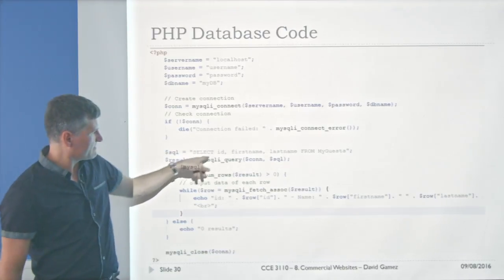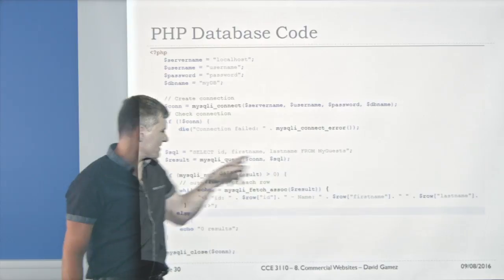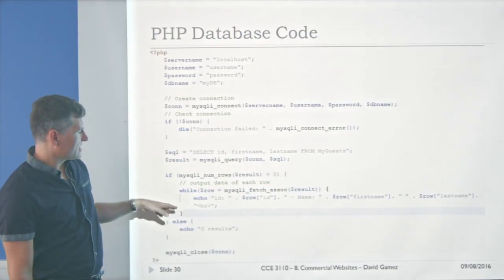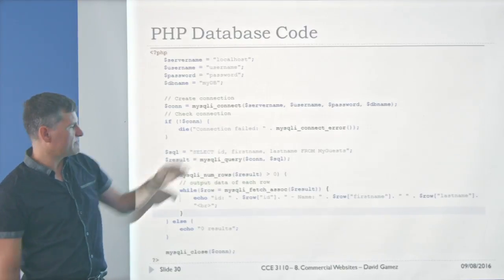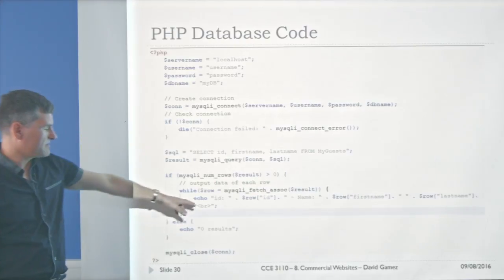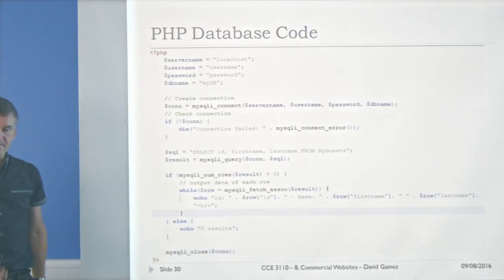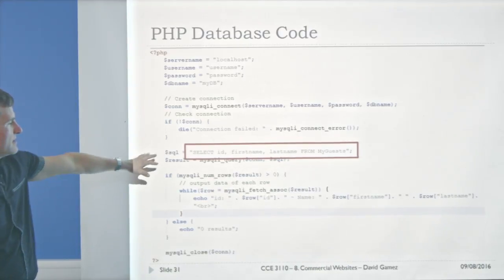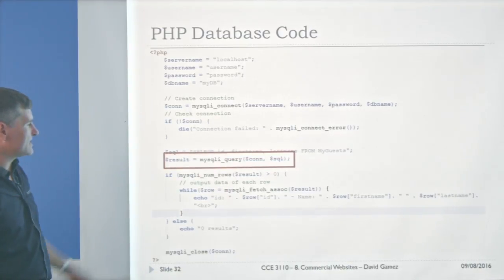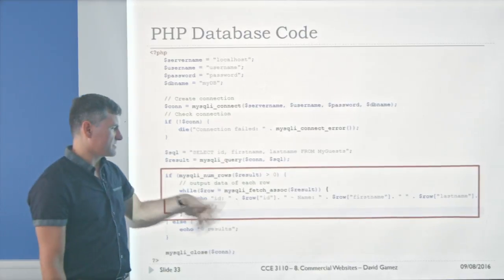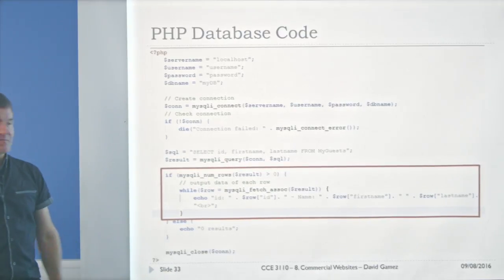This is a PHP variable, like select ID, first name, last name from my guests or whatever. And then we execute that on the database and get back a result. We work through the results and convert that into HTML and echo that back to the user. Very simple. So that's the SQL statement that we're executing in the database, and then we work through converting that into HTML, and that HTML is sent back to the client.